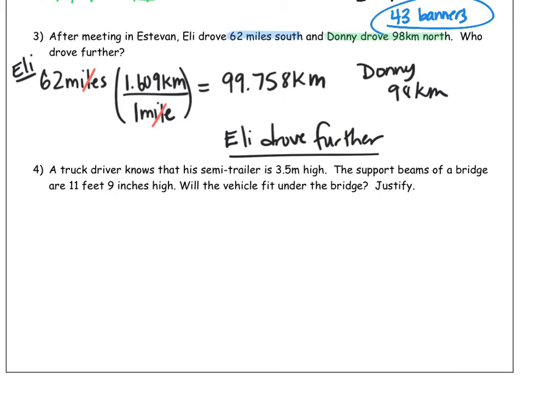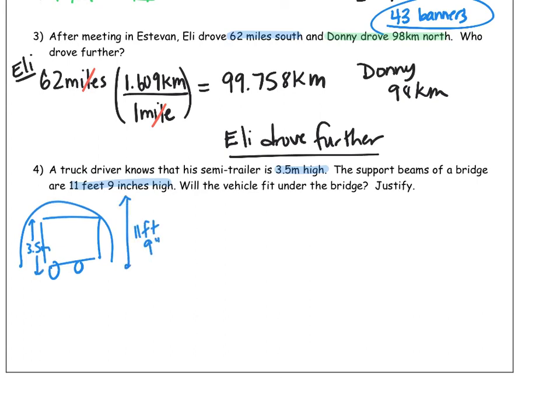The last one, a truck driver knows that a semi-trailer is 3.5 meters high, and the support beams of a bridge are 11 feet 9 inches. Will the vehicle fit under the bridge? Okay, so here is my bridge, and I've got my truck. I'm such a good artist. My truck is 3.5 meters high, and I know that the bridge is 11 feet 9 inches, and I need to know whether or not the truck is going to go under. So again, we need to put them in the same language, right? So we're going to put them both into feet.